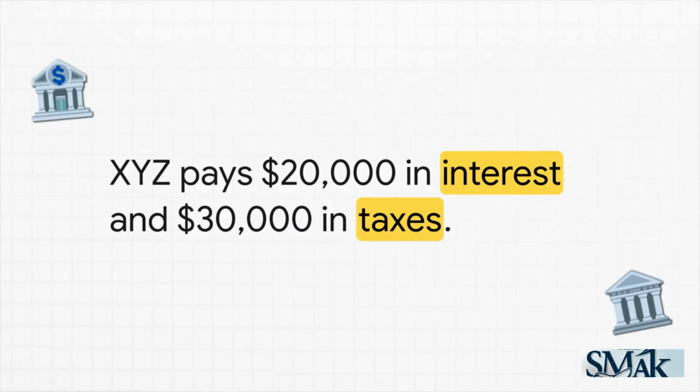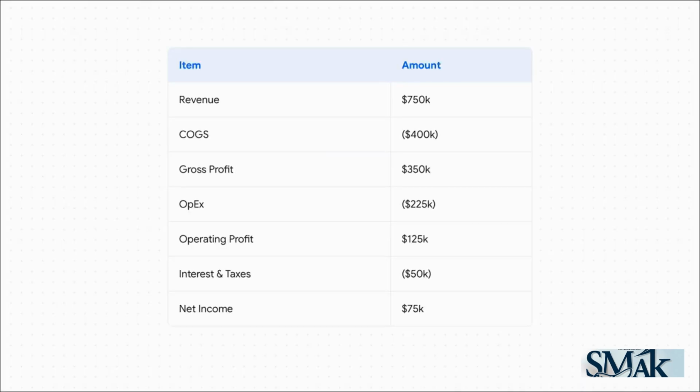Yep, here come the final hurdles. XYZ has to hand over $20,000 to the bank for loan interest and another $30,000 to the government for taxes. And this perfectly illustrates that whole waterfall effect of an income statement. We start at the very top with an exciting $750,000. Then we wash down through the raw materials, the rent, the marketing, the interest, the taxes, and at the absolute bottom, XYZ wraps up 2024 with a real net income of $75,000. It's just a perfectly logical flow.